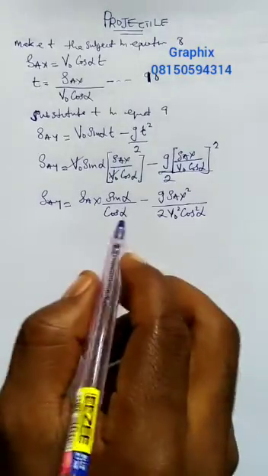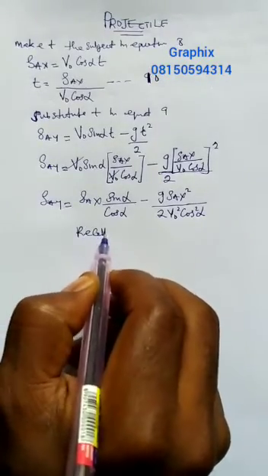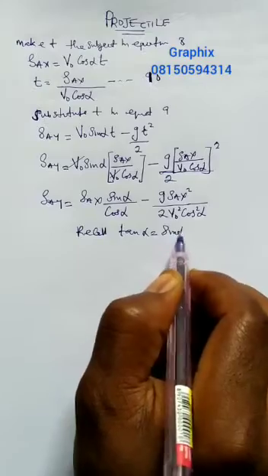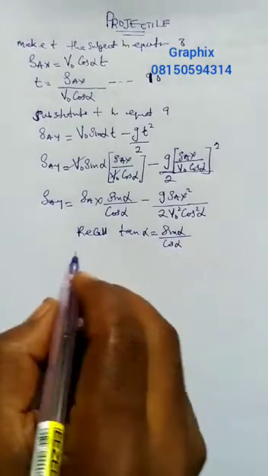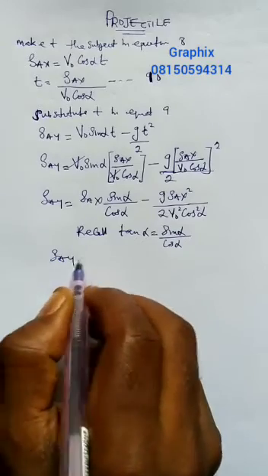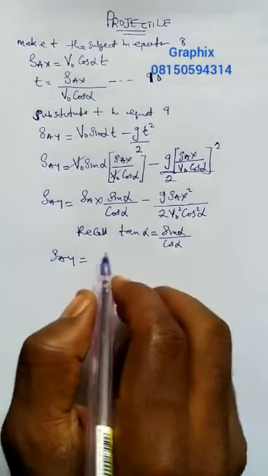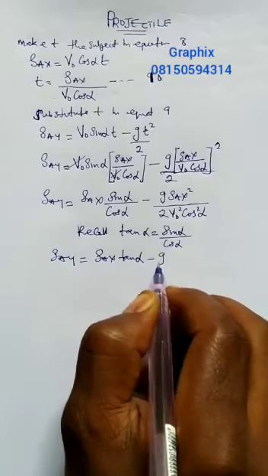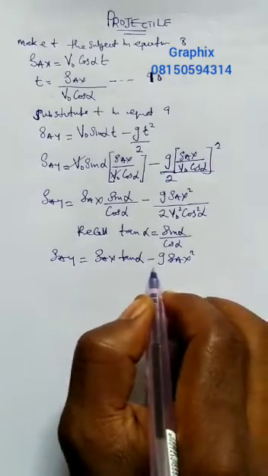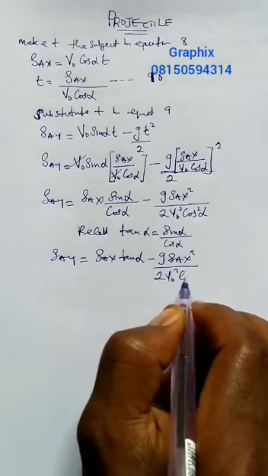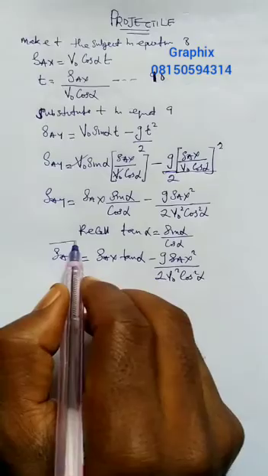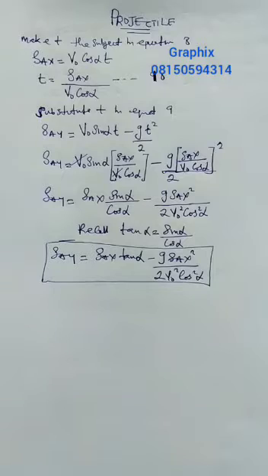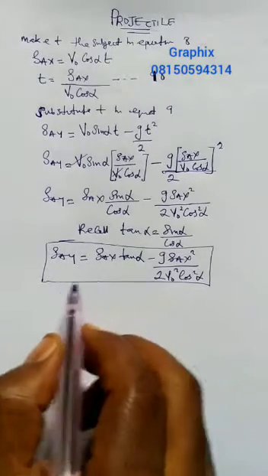Now recall tan alpha equals sine alpha over cos alpha. So I will now see that my SAY will give me SAS tan alpha minus g SAS square all over 2 V naught square cos square alpha. So this is my equation of a parabola. Are we good? So now let's see how it goes.